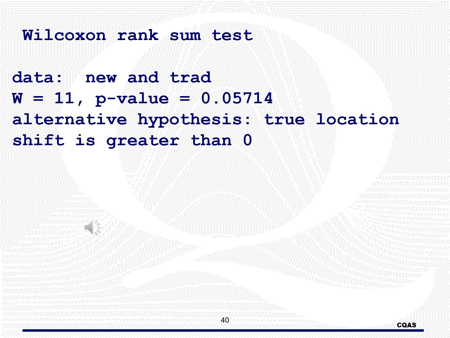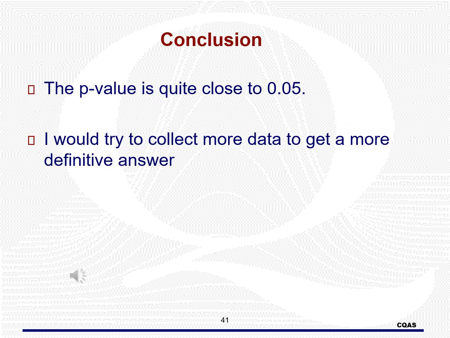Let's draw conclusions. Since the p-value is quite close to 0.05, it is difficult to draw definitive conclusions. I would try to collect more data. If that can't be done, then you should err on the side of caution and choose fail to reject.